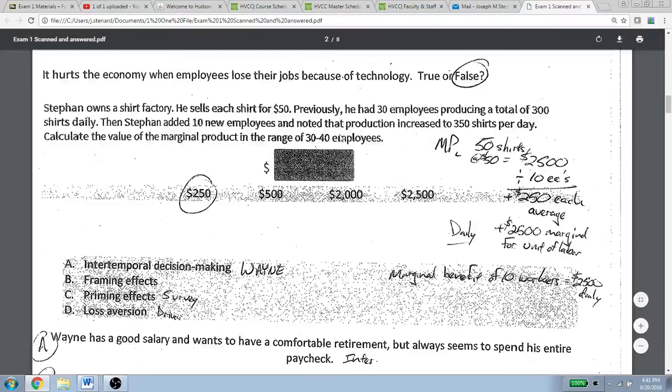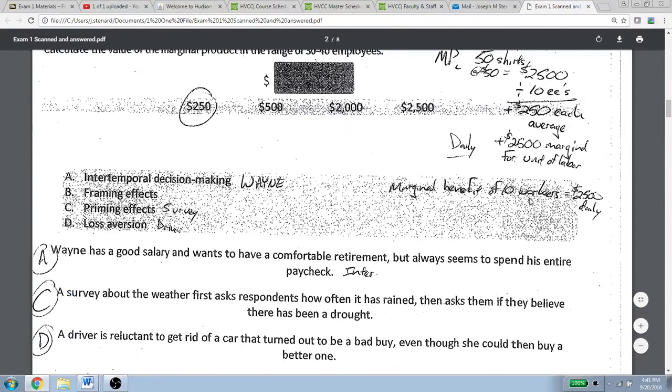So the wording on this is such that I interpret it that we are looking at, between 30 and 40 employees, each employee adds $250 of value. But if I had asked the question slightly differently and we were looking for one unit of labor as 10 employees, then 10 employees is equal to $2,500 marginal product of labor. So the marginal benefit of 10 workers is $2,500 daily.